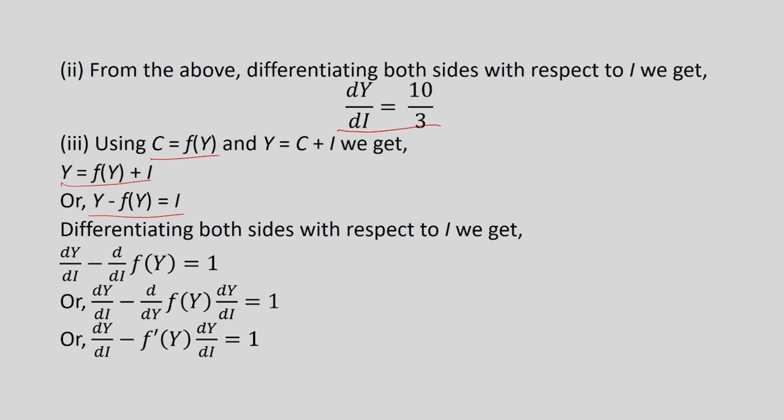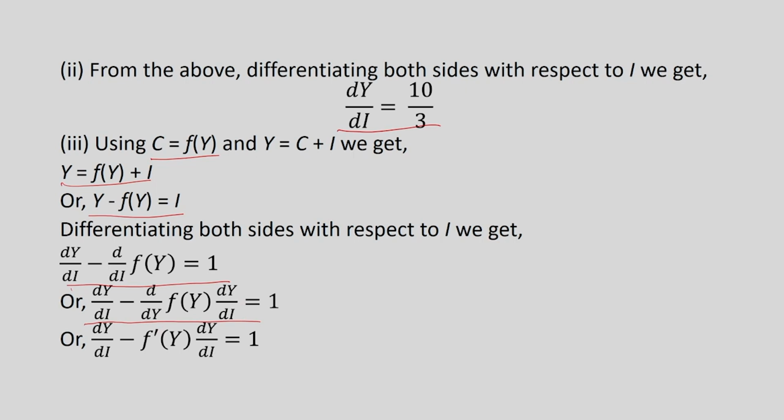Now comes the role of the implicit differentiation. I differentiate both sides with respect to I, because I have to find out dy/dI. And if I do that, I get this term dy/dI minus d/dI of f of y is equal to 1, because dI/dI is equal to 1. And then I use the chain rule, right. dy/dI minus d/dy of f(y) multiplied by dy/dI is equal to 1.